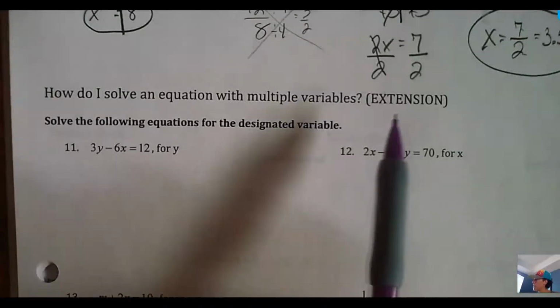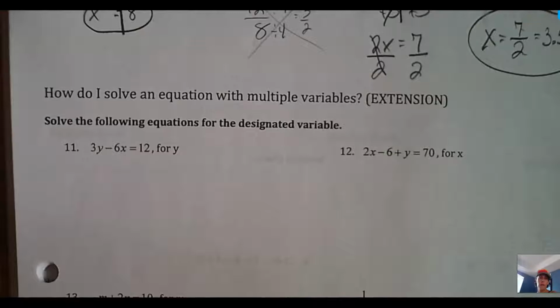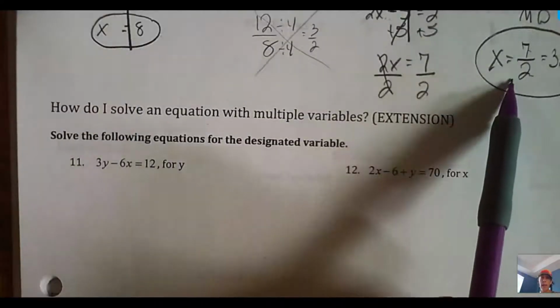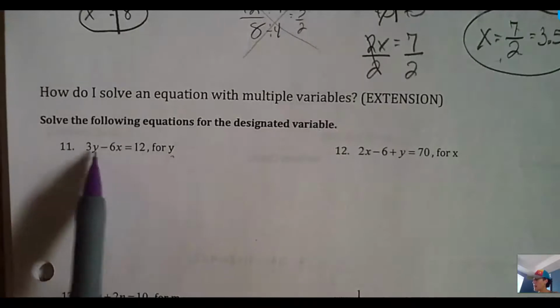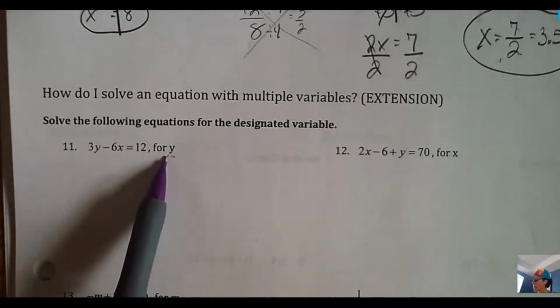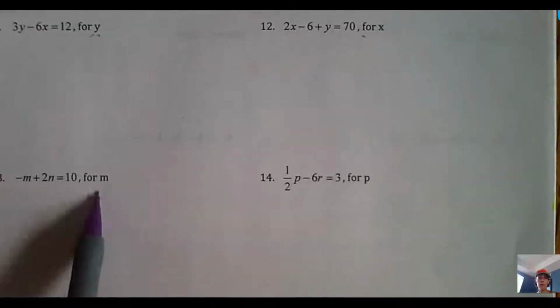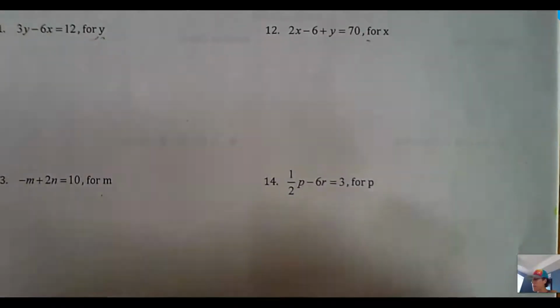So in this part, what we're going to do is, these are called solving for literal equations. And it means we're going to be solving so that instead of x equaling 8 or x equaling 3.5, we're going to be writing this so that y equals everything. Or in this problem, x equals everything. Or in this problem, m equals everything. So let's walk through some of these.